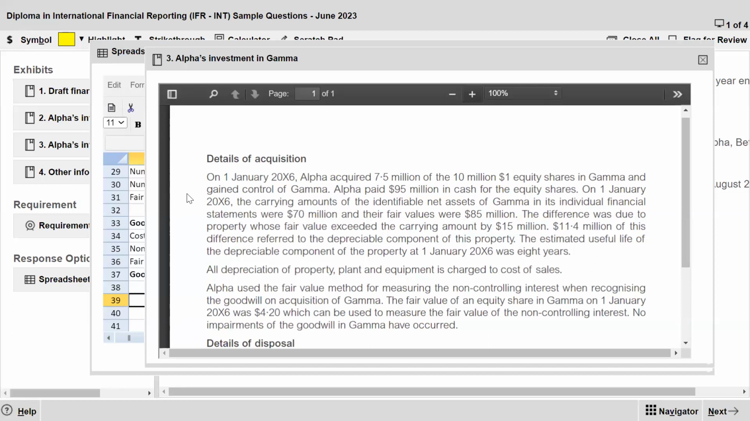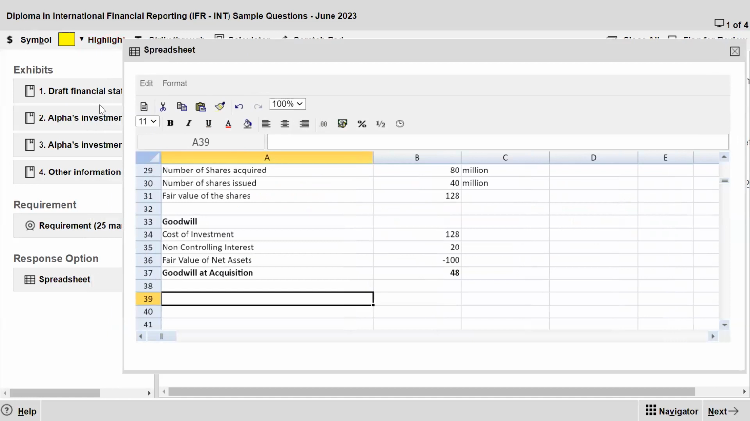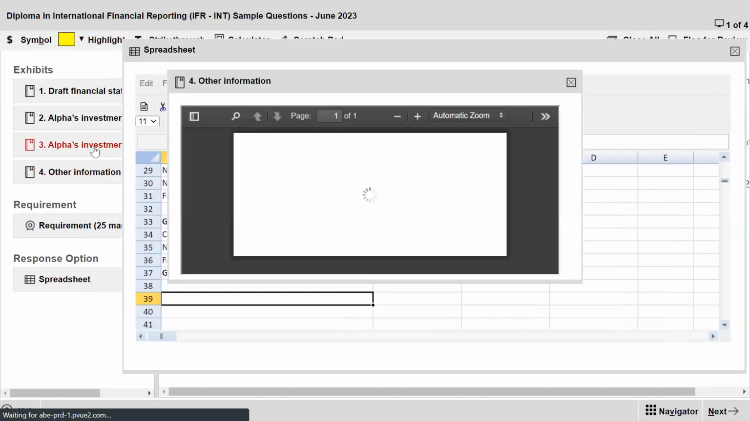Okay, now see, it says details of acquisition on 1st of January X6. On 1st of January X6, Alpha acquired 7.5 million of the 10 million $1 equity shares in Gamma and gained control of Gamma. Alpha paid $95 million in cash for equity shares. So what did they pay? They paid $95 million in cash.